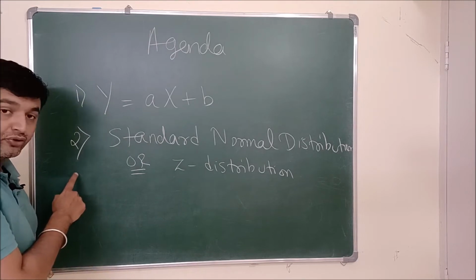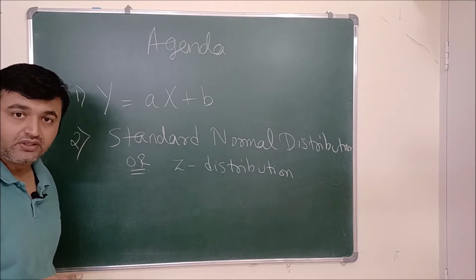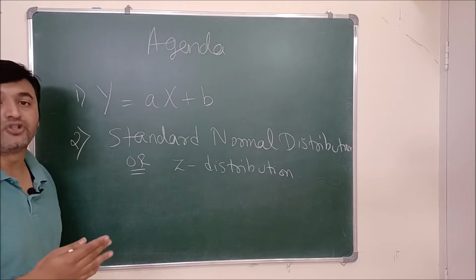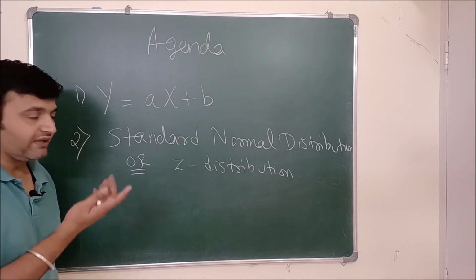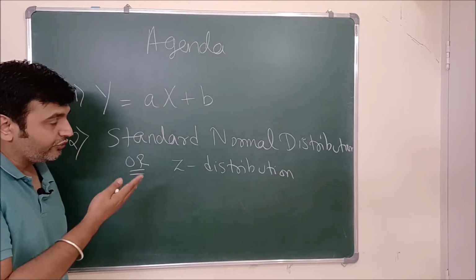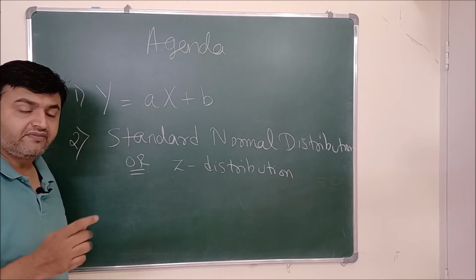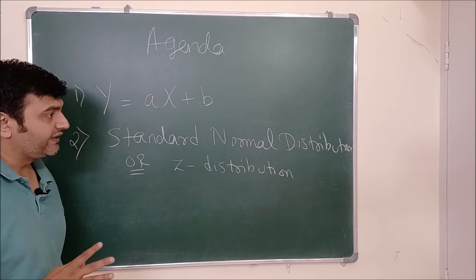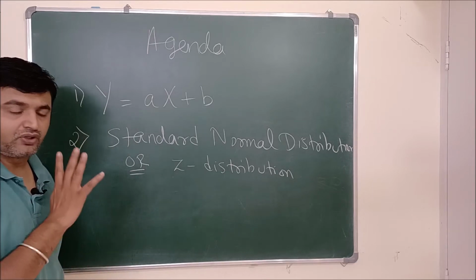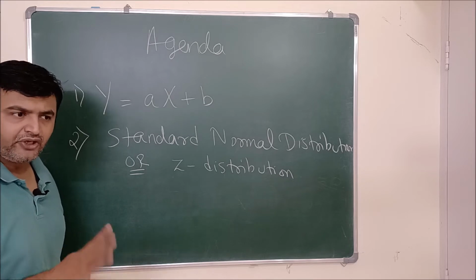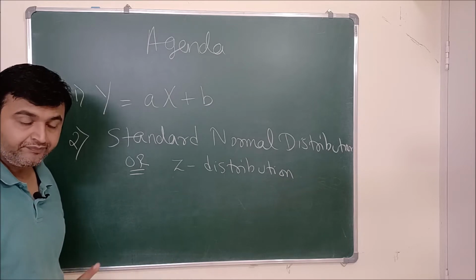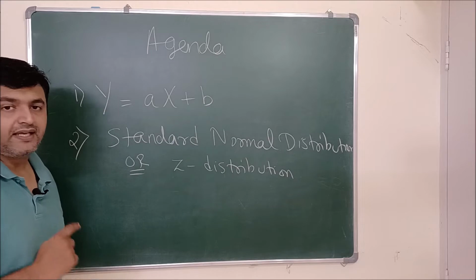What is the second point we are going to see? The standard normal distribution, sometimes also called the Z distribution. It is one of the very important distributions one should study while playing with statistics. So we are going to see its importance. We are going to see a few important points, and that's what the agenda is. Again, same as the earlier lecture, this will be a theoretical or conceptual lecture. In the next lecture, we will see some examples.